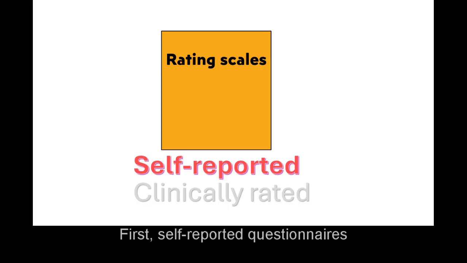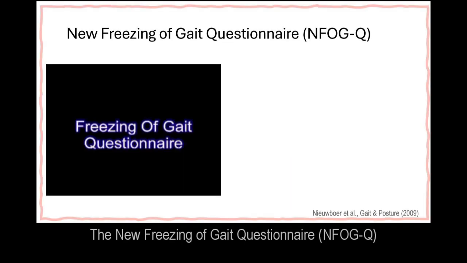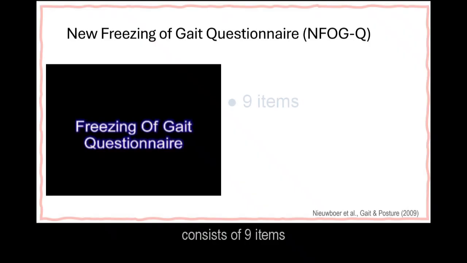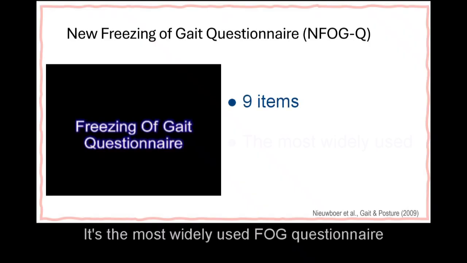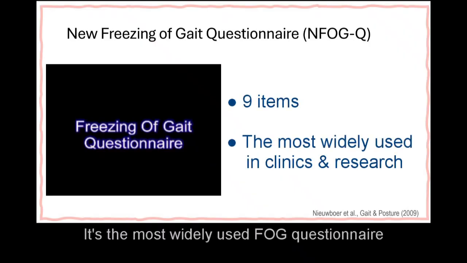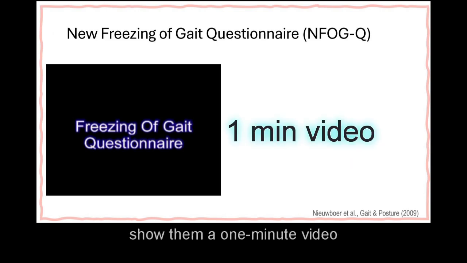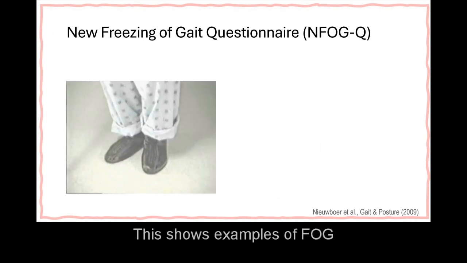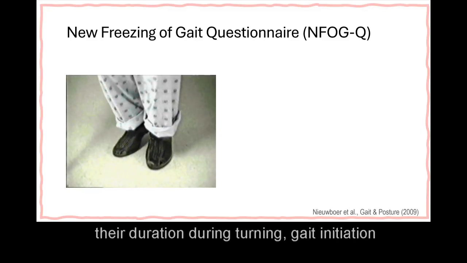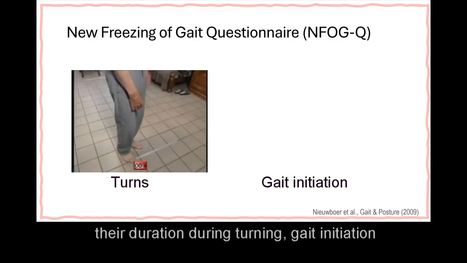First, self-reported questionnaires. The New Freezing of Gait Questionnaire, or NFOG-Q, consists of 9 items. It's the most widely used FOG questionnaire in both clinics and research. First, to ensure that all participants have a shared understanding of FOG, show them a 1-minute video. This shows examples of FOG and how to measure their duration during turning and gait initiation.